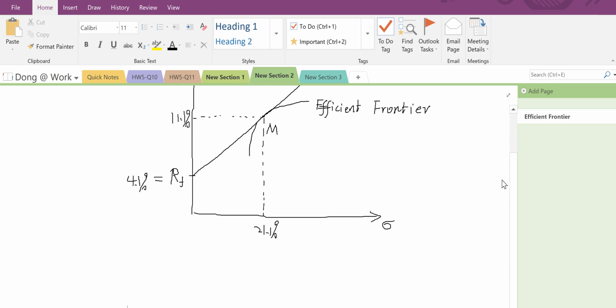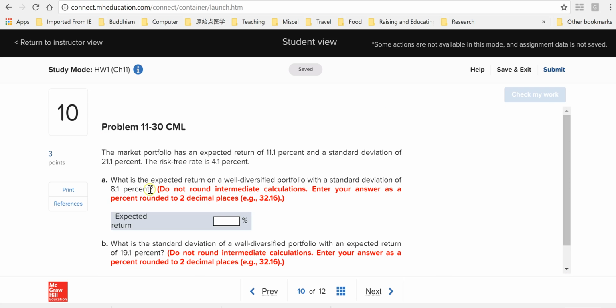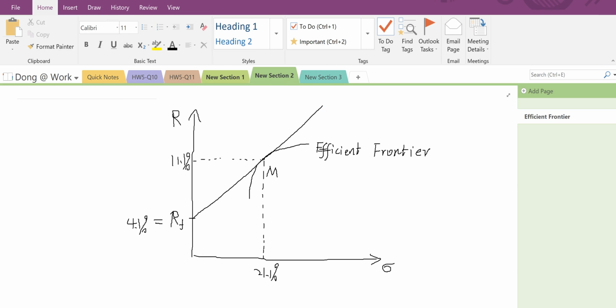Okay, so now once we understand what's going on, we can solve this problem. Part A: what is the expected return on a well-diversified portfolio with a standard deviation of 8.1%? Basically, a well-diversified portfolio means that the portfolio has to be on this capital market line, the CML.